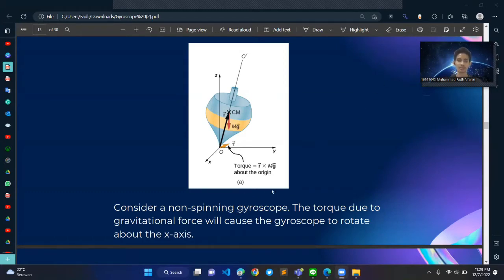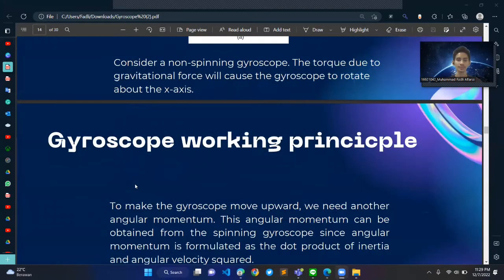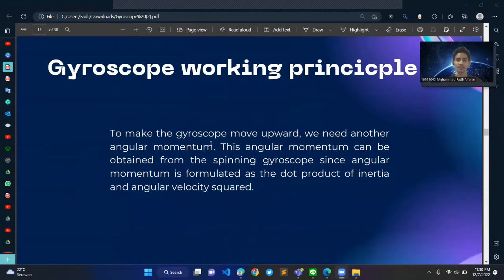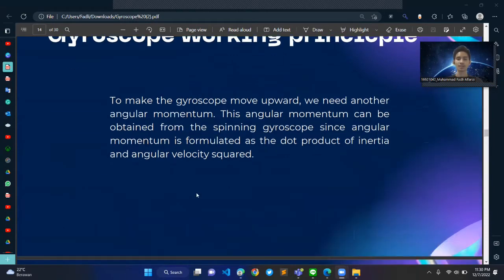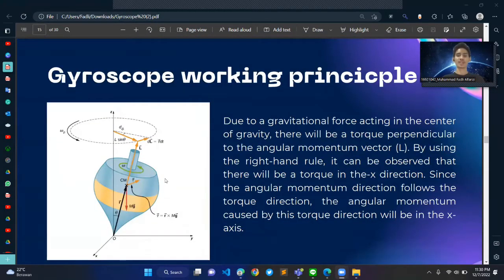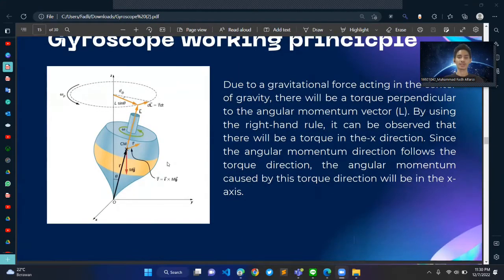Consider a non-spinning gyroscope. The torque due to gravitational force will cause the gyroscope to rotate about the x-axis. To make the gyroscope move upward, we need another angular momentum. This angular momentum can be obtained from the spinning gyroscope, since angular momentum is formulated as the dot product of inertia and angular velocity squared. Due to gravitational force acting at the center of gravity, there will be a torque perpendicular to the angular momentum vector. By using the right-hand rule, it can be observed that there will be torque in the x direction. Since the angular momentum direction follows the torque direction, the angular momentum caused by this torque will be in the x-axis.